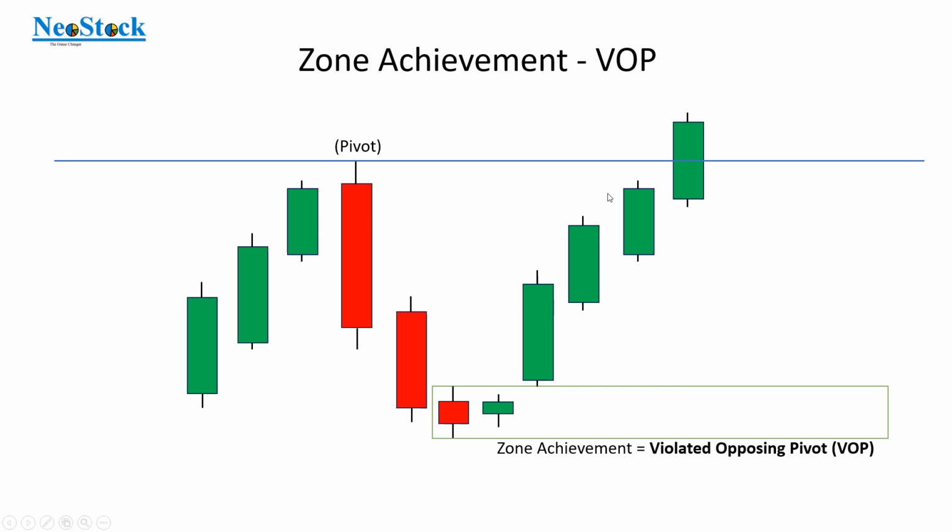Generally what happens when prices reach this level, institutions might place some pending orders at these pivots. These pending orders will push the price down. Because it has such a capability to push the price down, this zone is getting an achievement called violated opposing pivot. But here we have a problem. What is the problem? There is no guarantee that institutional pending orders always stay here.